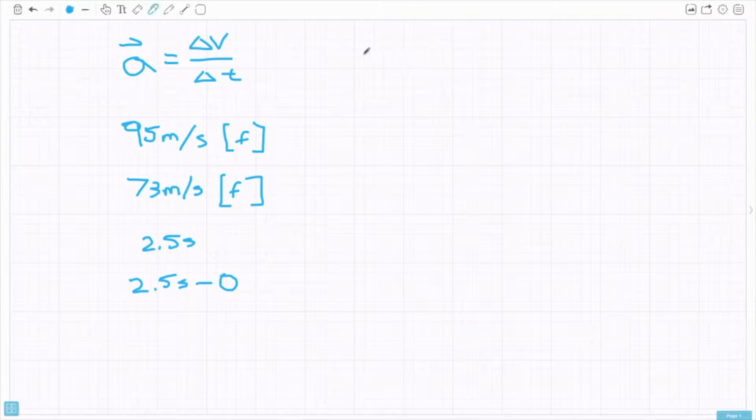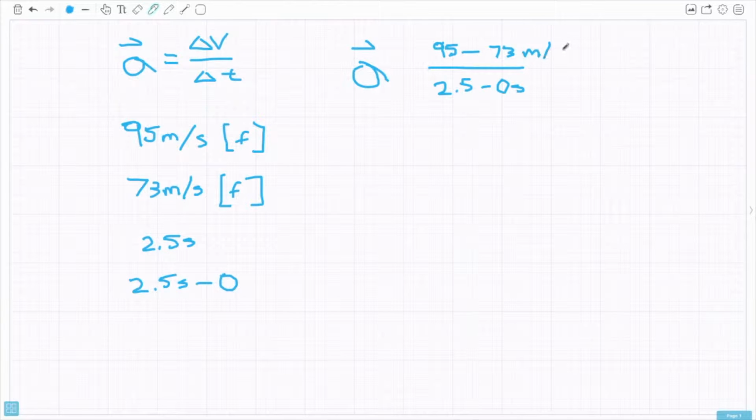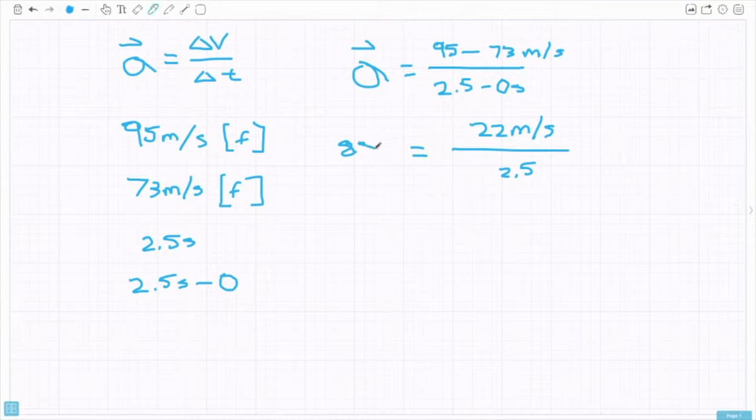So now we plug all this into the formula. Acceleration is equal to final, which is 95, minus the initial, which is 73, over the change in time. Again, final, 2.5, minus the initial. Now we have seconds here, and we have meters per second up here. So now we plug these numbers in, which gives us 22 meters per second over 2.5 seconds. This will end up with 8.8 meters per second squared.